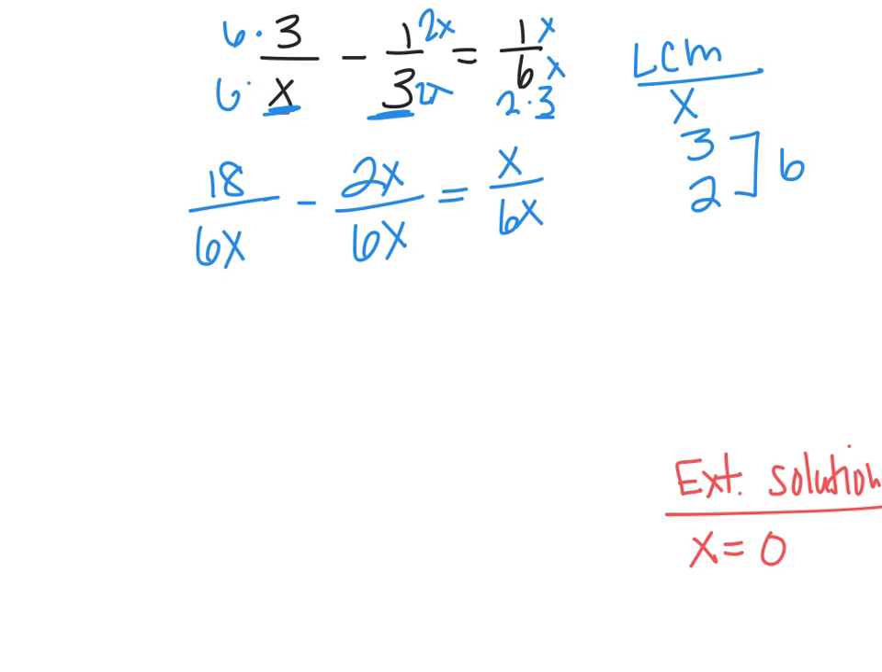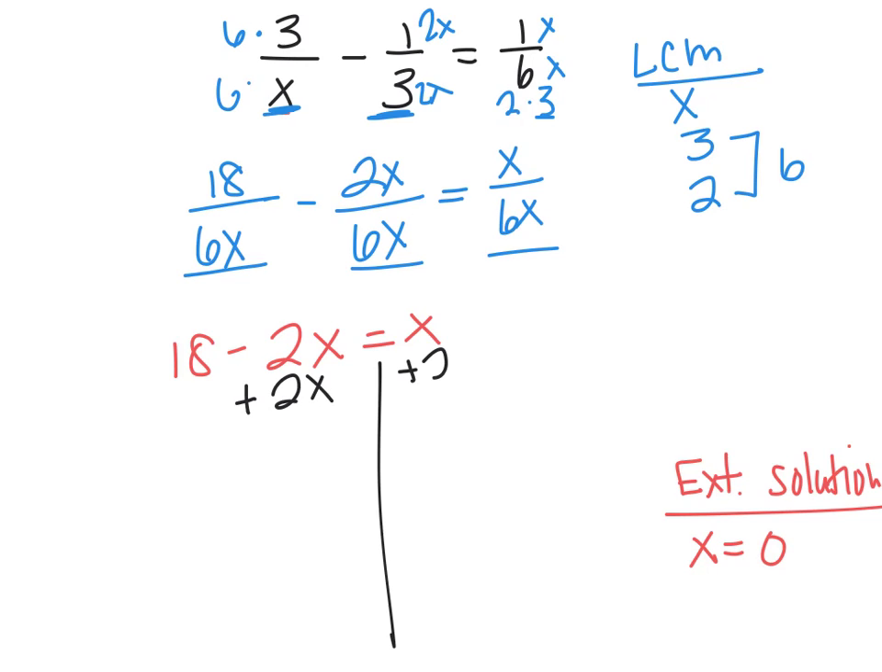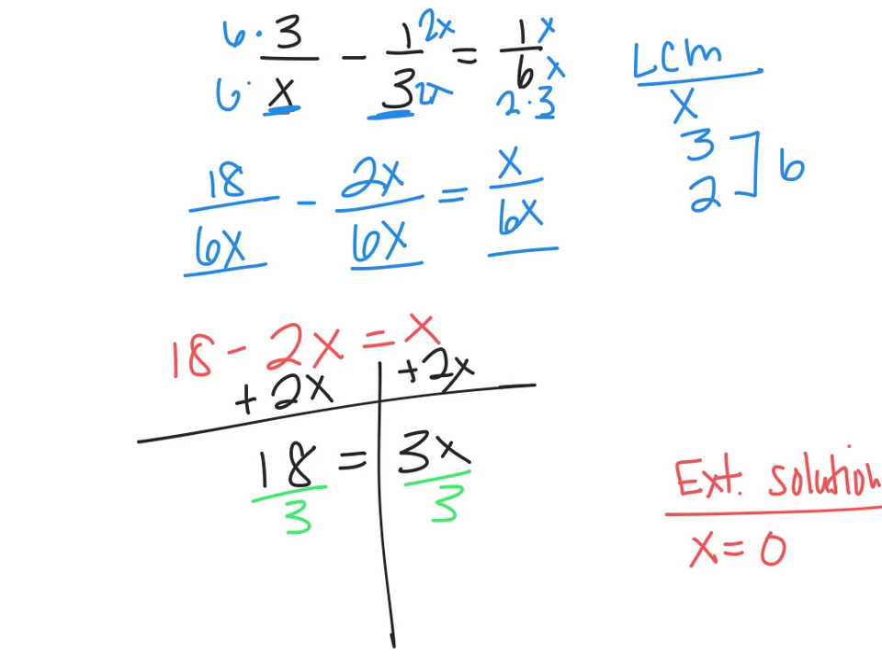Now that the entire thing has the same denominator, I can drop it. So now I'm looking at 18 minus 2x equals x. If I was to draw a line, the first thing I would do is add 2x to the other side, and I have 18 equals 3x. Divide both sides by 3, and x equals 6. Before I say this is my final answer, I check to see if it's in my extraneous solutions, and since it's not, x equals 6 is my final solution.